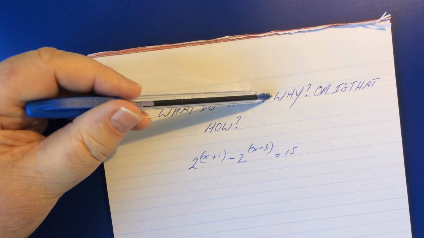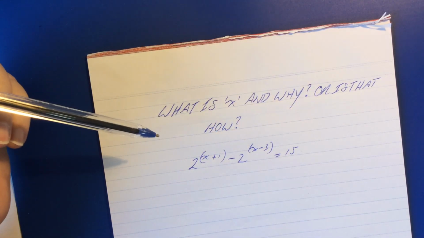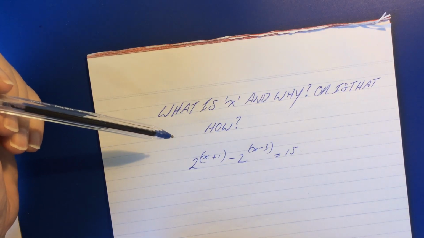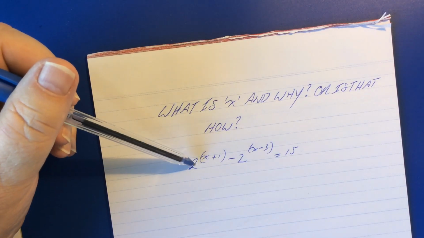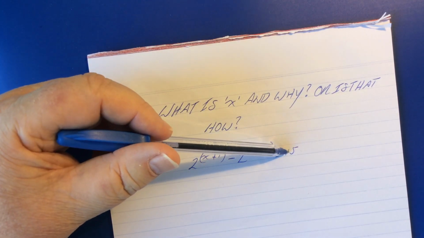What is x and why? Or indeed, is that how? Well, we're going to answer both of those questions. Here's the problem: 2 to the power of x plus 1, minus 2 to the power of x minus 3, equals 15.